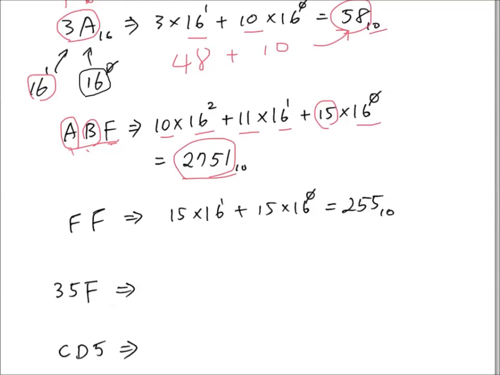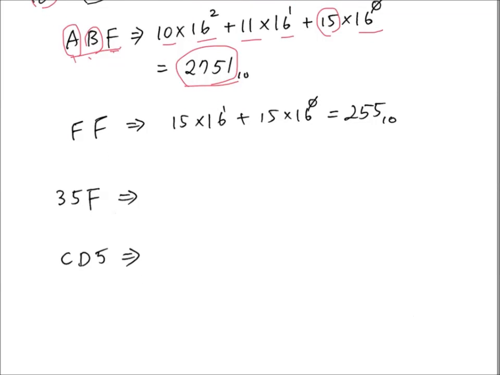Okay, how about one more example? How about FF? Again, F has a numerical value 15, and we start from exponent 0 and 1, so 16 to the first power, and F is again numerical value 15, and multiply that by 16 to the 0th power. So FF in hexadecimal is 255 in decimal.